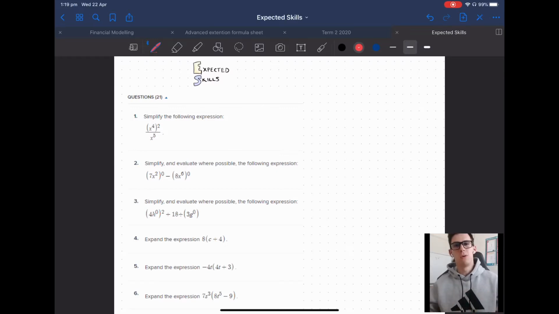We are continuing on with algebra for the first 4 weeks of this term, combining it with the stuff that we did at the end of last term. What I want to do today is go through the first maths-based task that we're going to start with, which is just called expected skills. Basically, it's a review, a recap of everything that you hopefully might have gotten from the tasks last term.